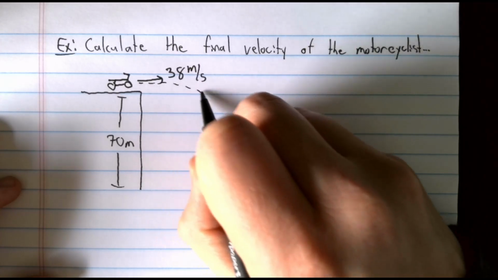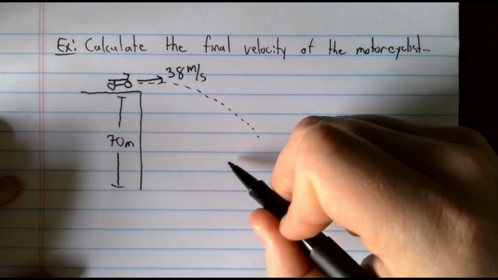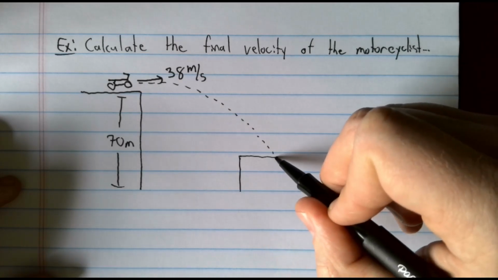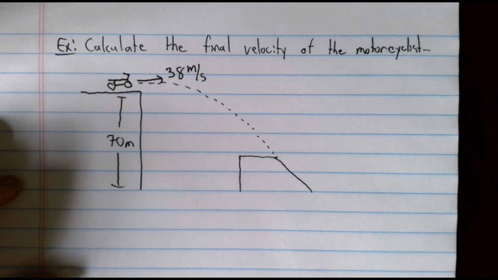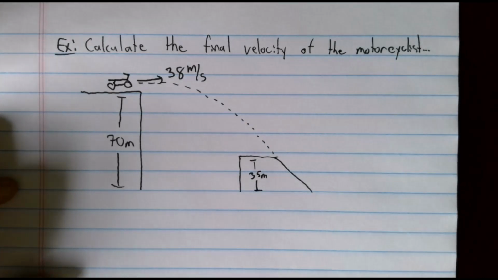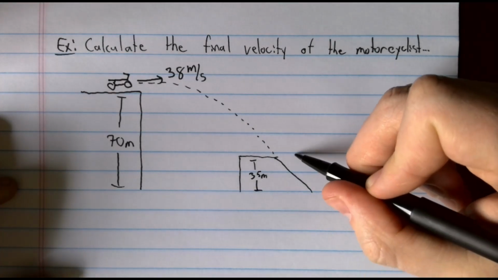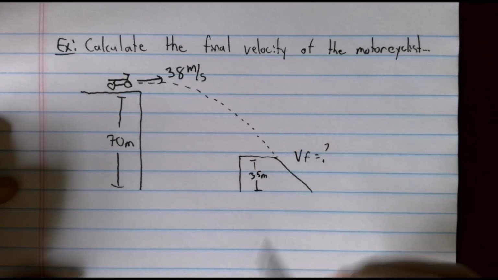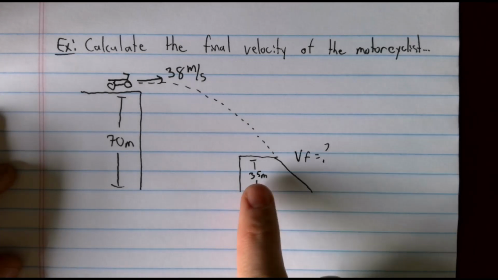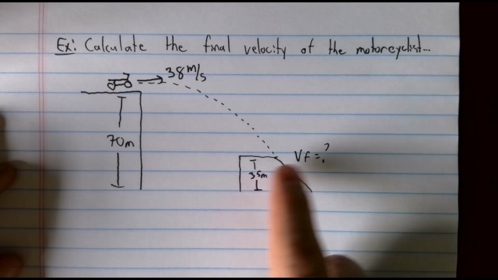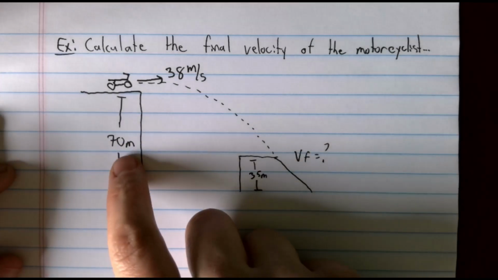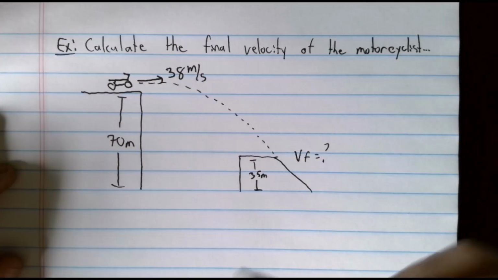It's gonna go flying off, and will land safely on a downward sloping ramp, which is located 35 meters above the ground. We are to calculate the final velocity, the ending velocity that they hit this ramp with. For what it's worth, this must be the final height because it's located with the final velocity. The final height and final velocity are always paired up. That means this is the initial height and this is the initial velocity.